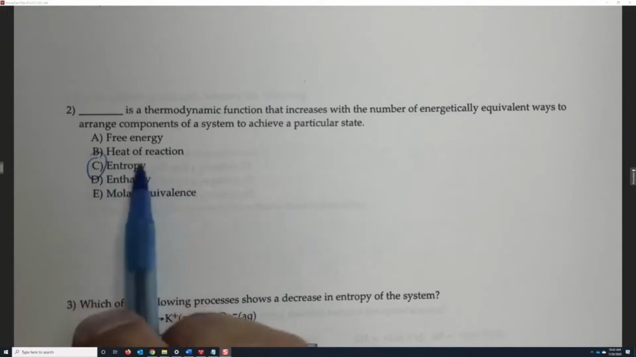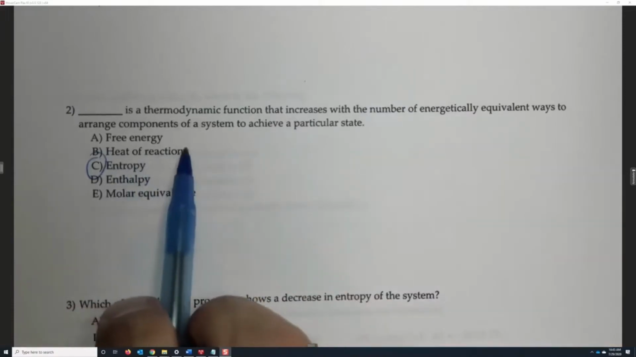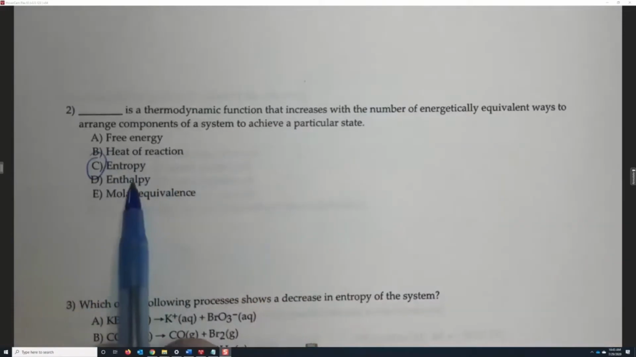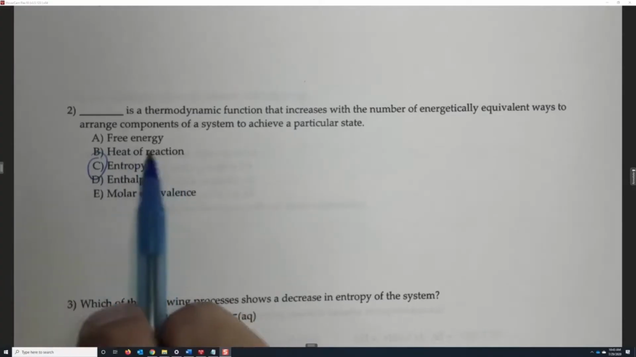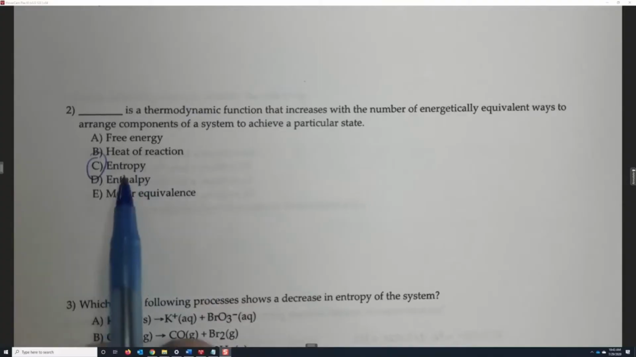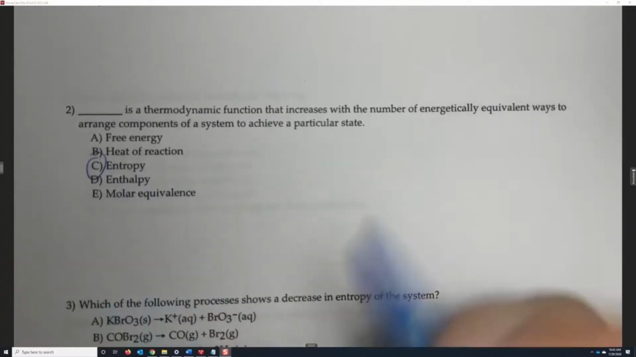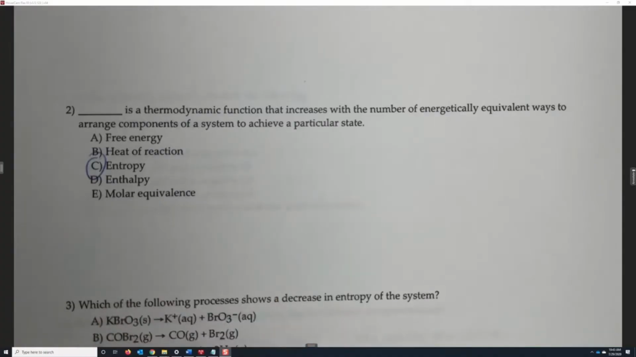Heat of reaction, or enthalpy of reaction, is basically heat energy, and this is just specifically for a reaction. And this is more generally. And molar equivalence kind of has nothing to do with this.